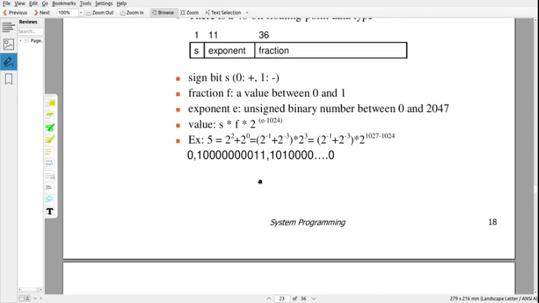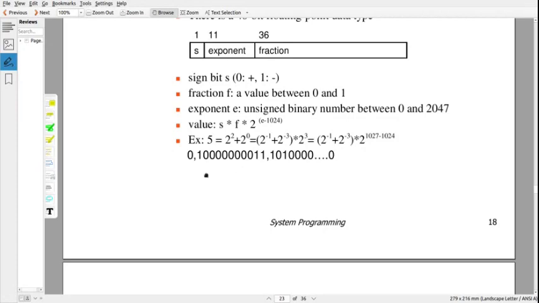For example, suppose 5 we can represent in binary as 101, that is 2 raised to 2 plus 2 raised to 0. We can represent that another way as (2 raised to minus 1 plus 2 raised to minus 3) into 2 raised to 3, that is (2 raised to minus 1 plus 2 raised to minus 3) into 2 raised to (1027 minus 1024). So this is the way to represent it.